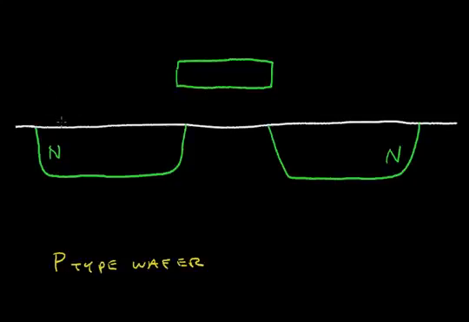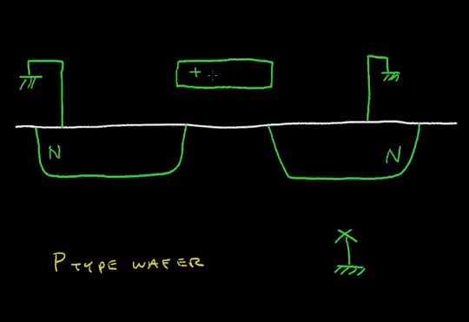So let's say that this N diffusion region is connected to ground potential. This other N region is also connected to ground potential. And let's say that our substrate is also connected to ground potential. Now let's ask what happens when we apply a voltage to this gate.